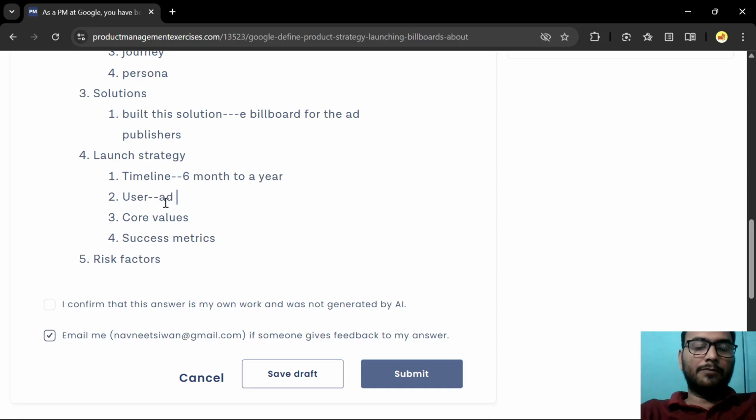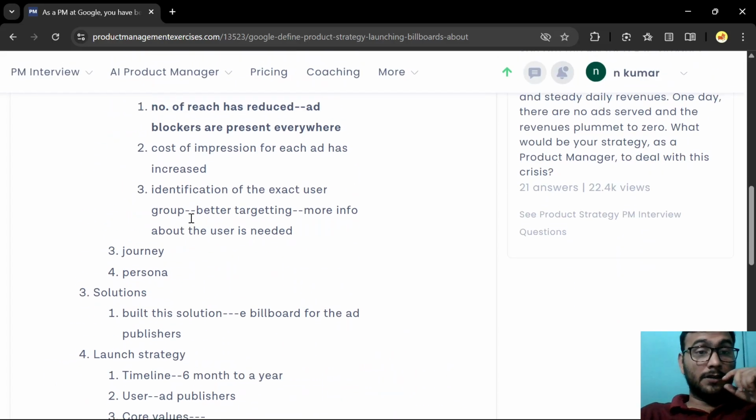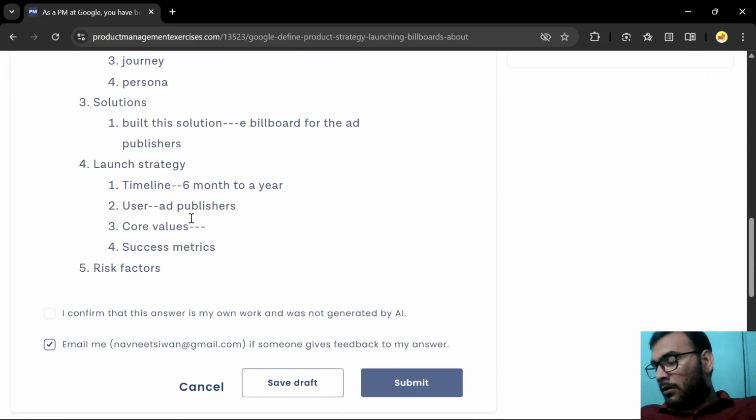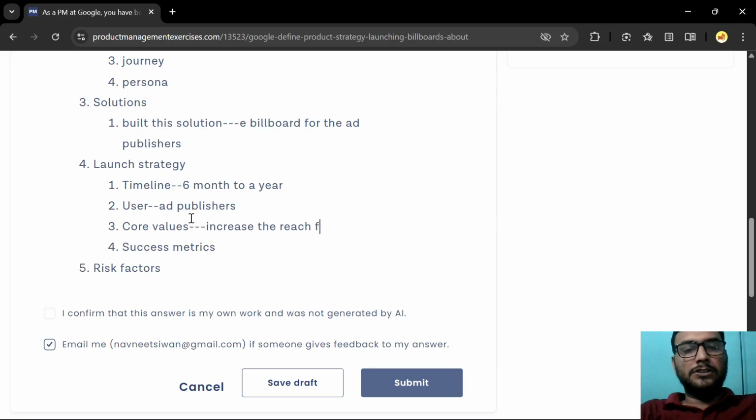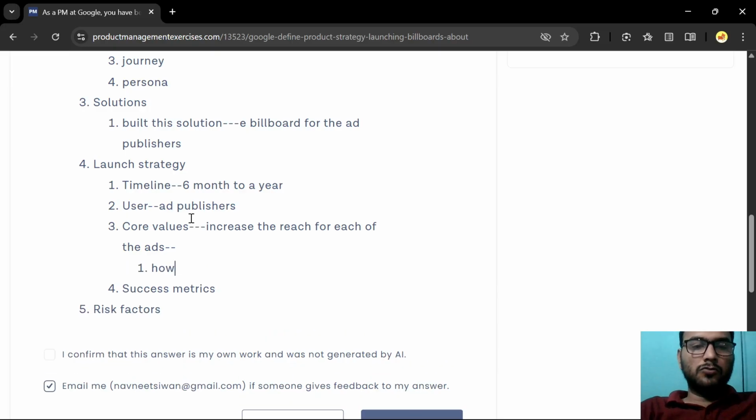And users we have already defined: ad publishers, users, and the core values that we have talked about. The pain point that we are solving for this particular solution is we are going to increase the reach for each of the ads. Now the hypothesis is that the billboards become the center part of the user's action. Not why, but how this solution is going to help, because that is what we are going to market, promote and communicate to the users when we launch this.